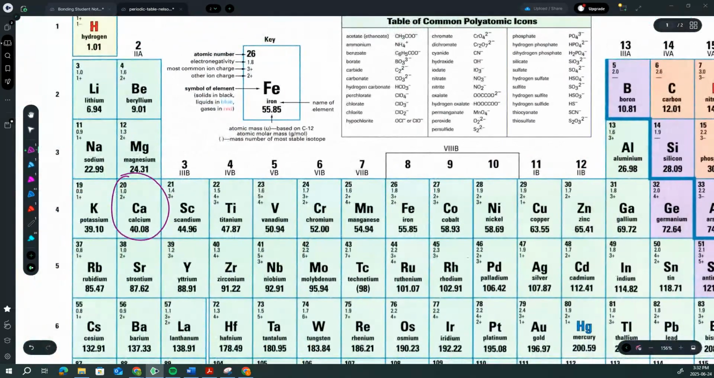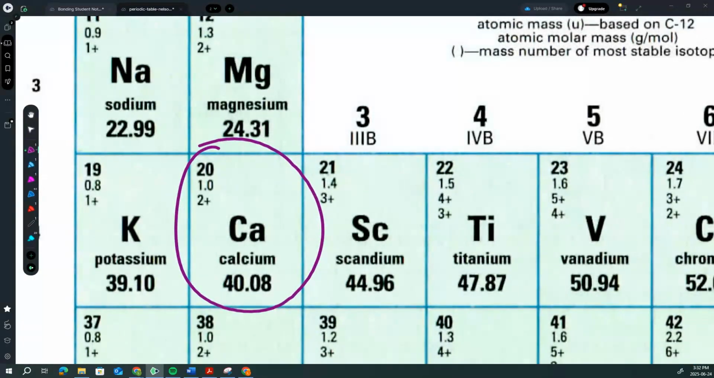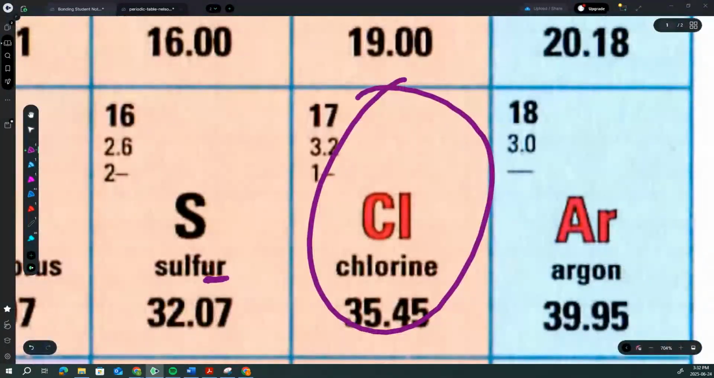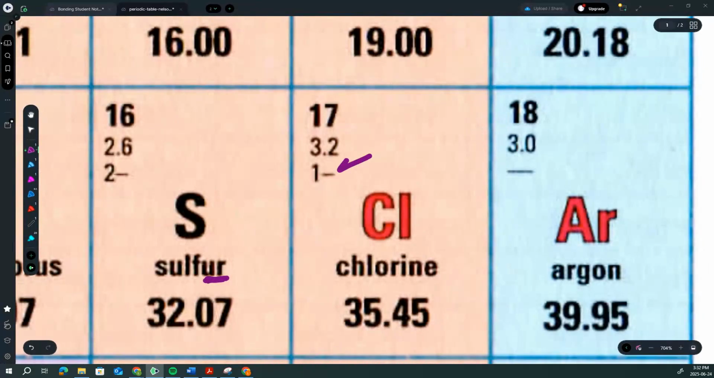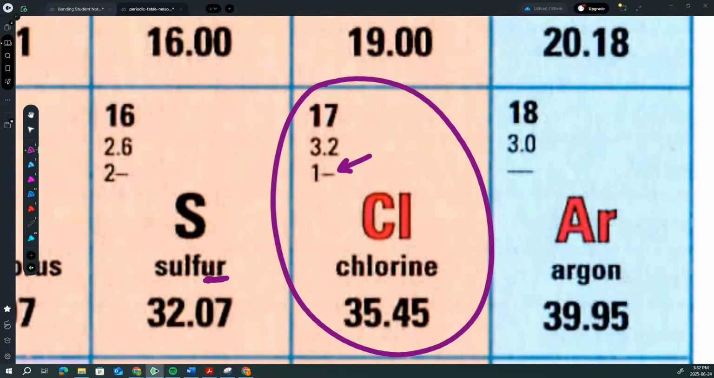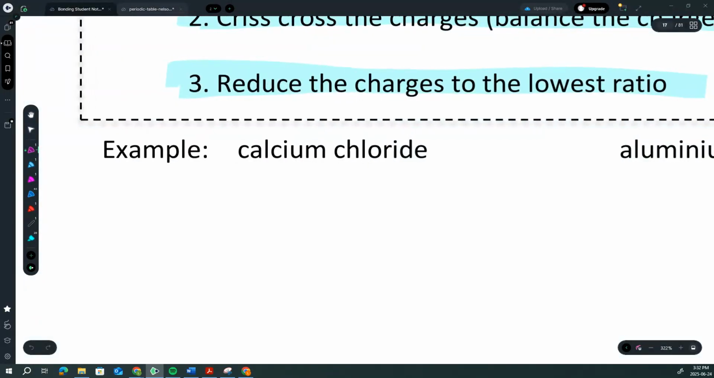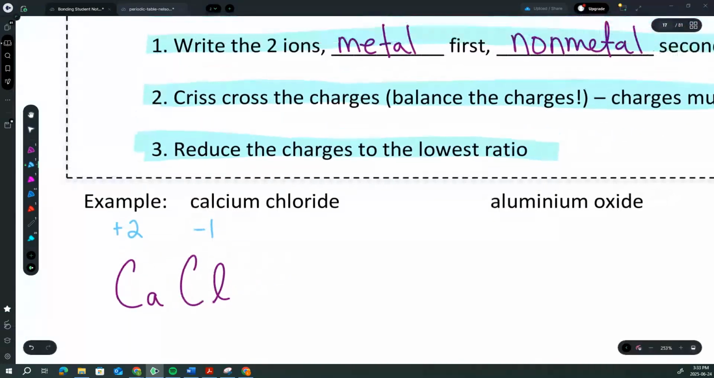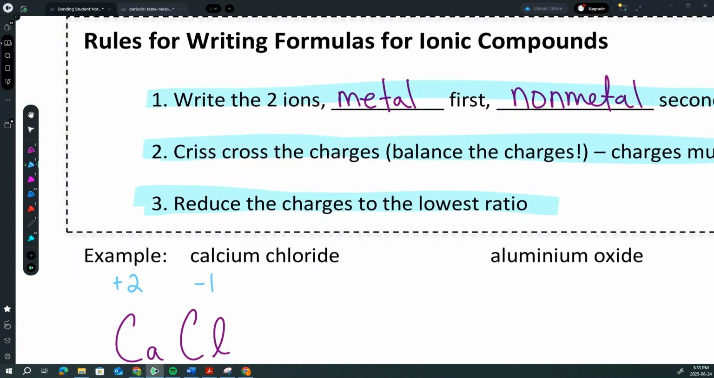Now, before I go back to my notes, I'm going to examine. Okay, calcium likes to have a charge of +2. And chloride likes to have a charge of -1. So going back to my notes, I'm going to capture all of this. So calcium chloride, and then I'm going to write the charges over top. So calcium likes to have a charge of +2, chloride likes to have a charge of -1. So at this point, we've finished step 1.